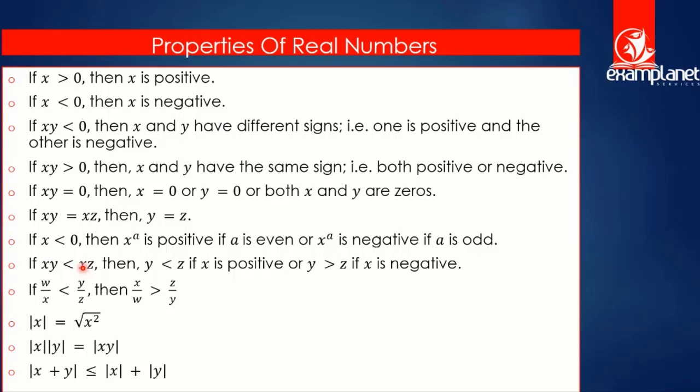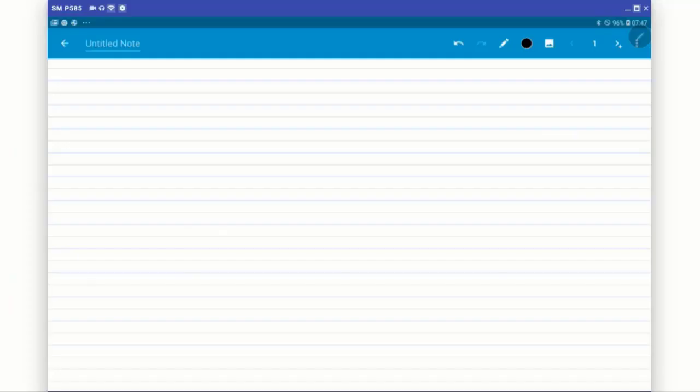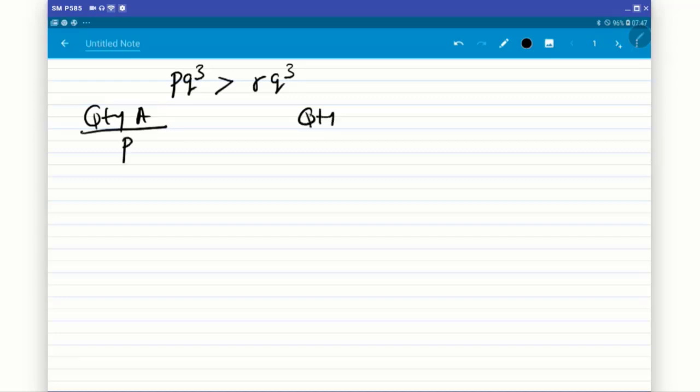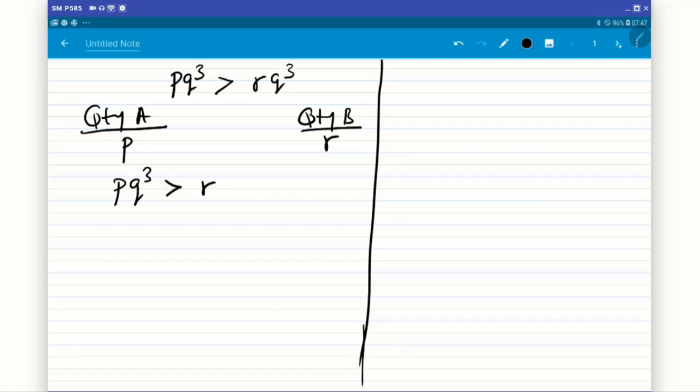Okay, so for instance, you can have something like this in GRE. Maybe you have p q raised to power 3 is greater than r q raised to power 3. And the question says quantity A, P, quantity B, R. Okay, now if you check this out, you will see that we have q raised to power 3 on both sides. So we can then say q raised to power 3 eliminates q raised to power 3. So our P is greater than R. But I tell you, that may not be correct.